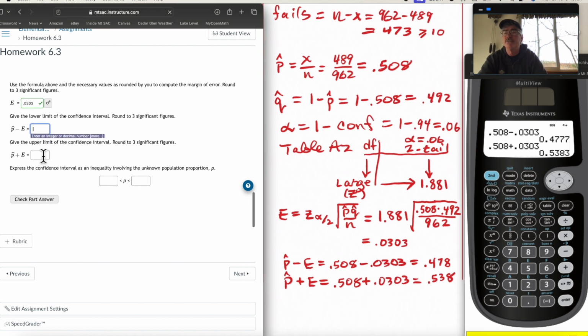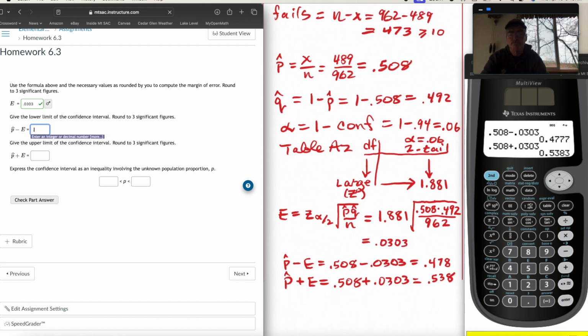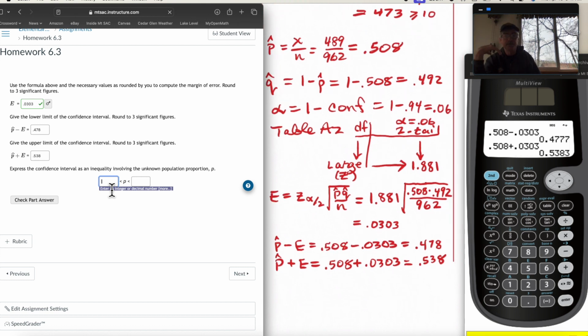Okay, so the rest of this, we're basically out of the woods here now. So 0.478 for the lower limit, 0.538 for the upper limit. And then P, the population proportion. Remember, I'll go ahead and put that notation down.